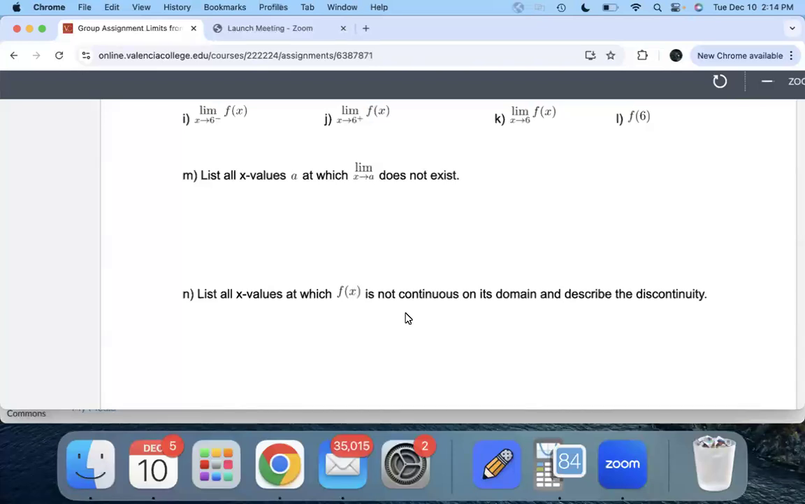Now, different books define continuity of a function differently. The definition I like is to say that a function is a continuous function if it is continuous everywhere on its domain. The reason that's a good definition of continuity is that all polynomials then are continuous functions. All rational functions are continuous functions.